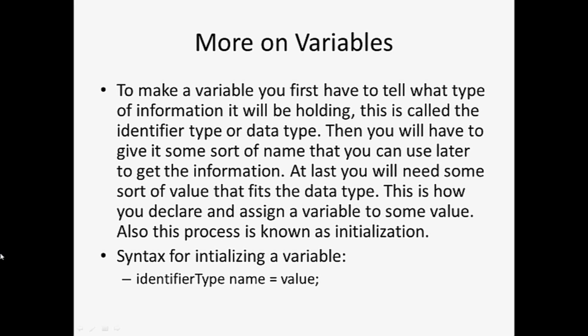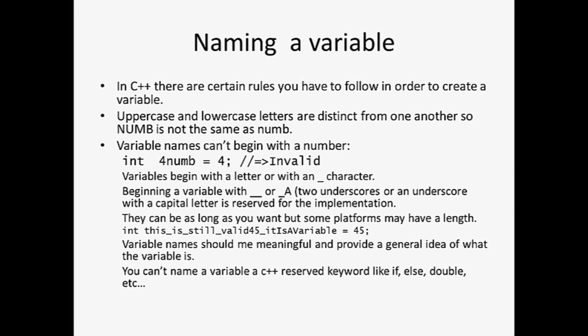Here we have the syntax down here. We have the identifier type, space, the name, the equal sign. Now this equal sign is called the assignment operator, and it takes whatever is on the right hand side of it and assigns it to the left hand side of it. So that's the basic syntax for creating and initializing a variable.